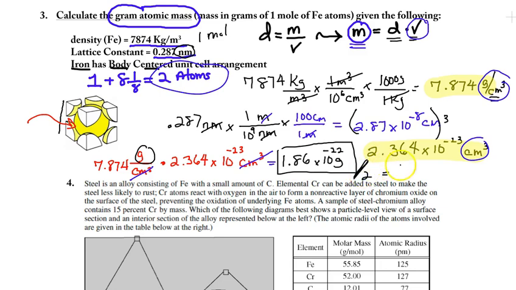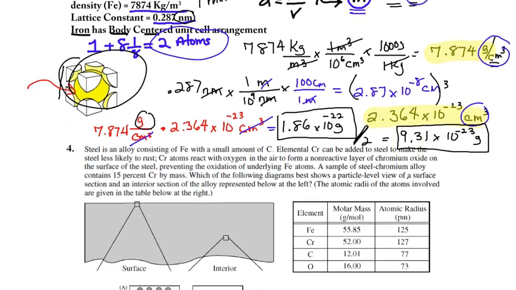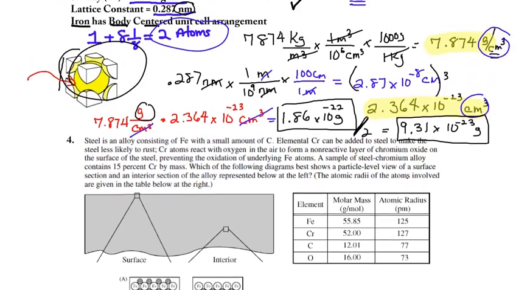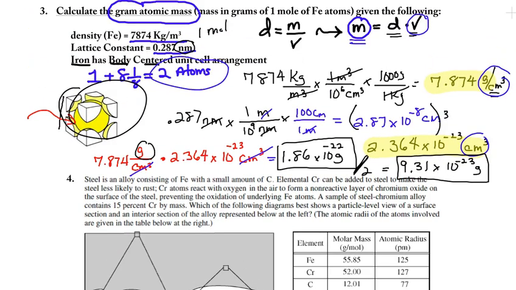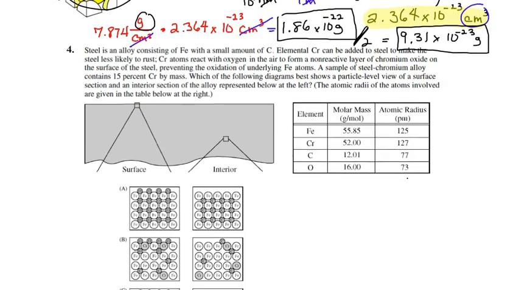And that's going to give me a new magic number. You're waiting for it, and hopefully you've been satisfied. 9.31 times 10 to the negative 23, and that's grams. And that's the mass of 1. Remember, we just found the mass of 2 atoms in the body centered. Now we have the mass per 1 atom. So how do I find the mass per 1 mole? That's what the gram atomic mass is. It's the mass per 1 mole, as we've been using in other problems.